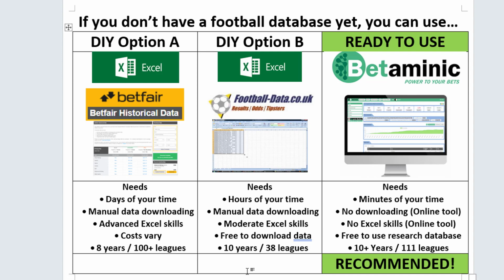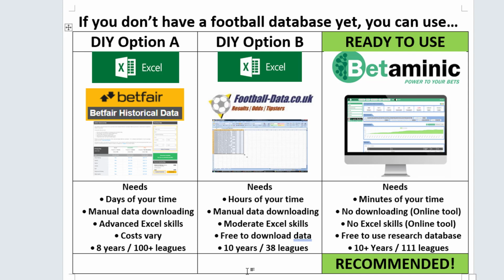Or you can use what I use, which is a ready-to-use online database of football statistics and historical bookmaker odds that's already there and ready to use, which is betaminic.com. That only needs minutes of your time. The first time I used it, I was amazed at how easy it was, and it showed me very quickly whether one of my ideas would have made profit historically or not.